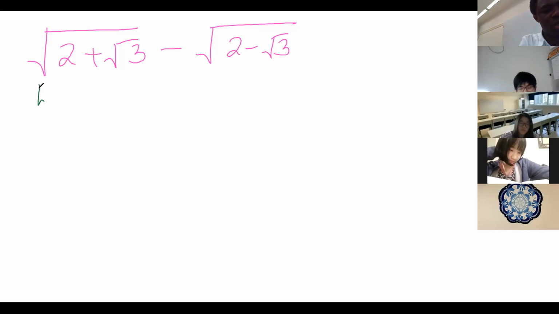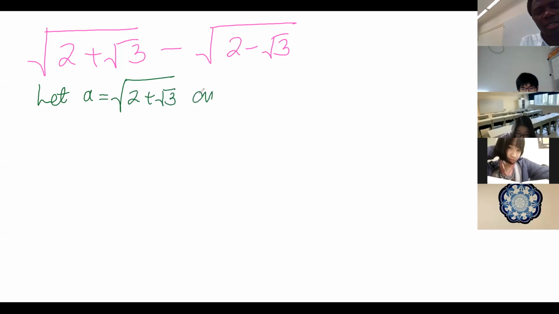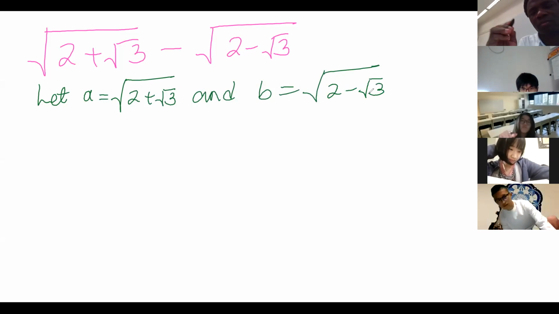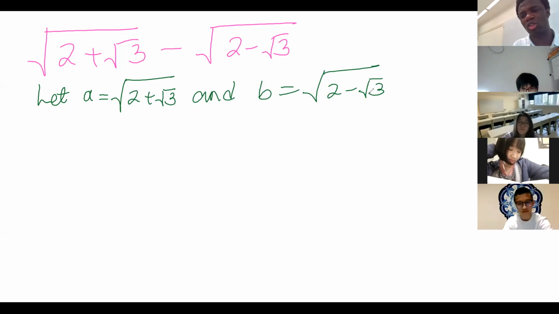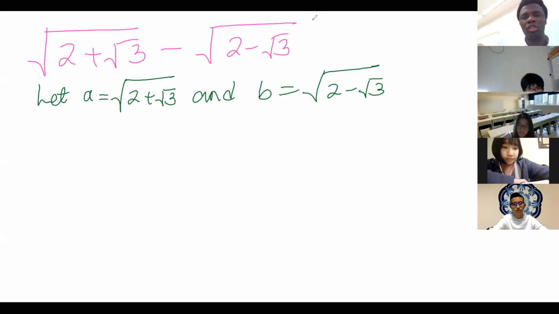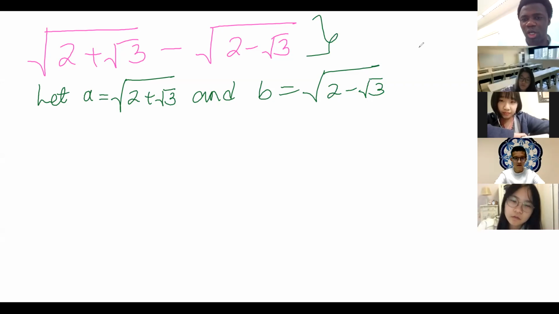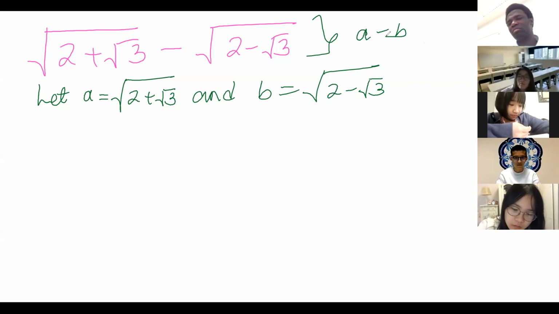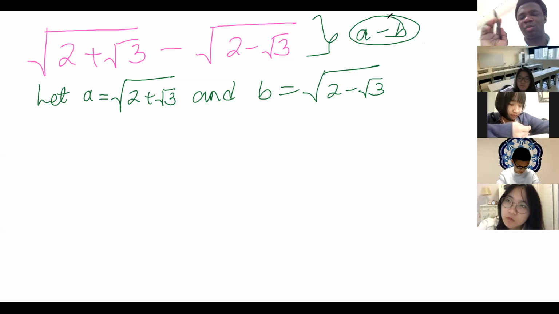So the idea is to let the first one be some letter A, and let the second one be some letter B. Which means the entire question you are trying to do is what, everybody? If I let this be A and this be B, the question you are trying to do is actually A minus B. So how do you get A minus B is the next step.